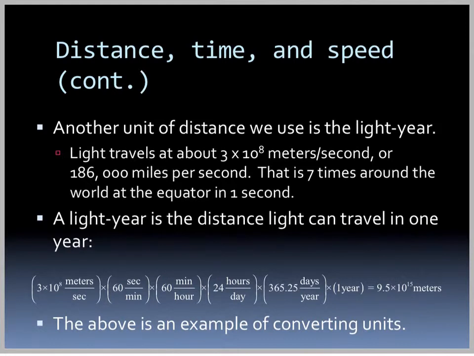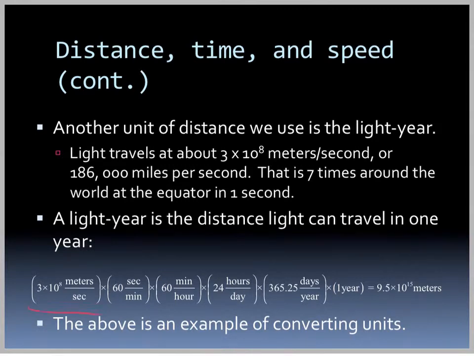Now another unit of distance besides the meter that we might use is something called the light year. Light travels about 3 times 10 to the 8th meters every second, or 186,000 miles every second. That's about 7 times around the world at the equator in 1 second. So a light year is a distance that light can travel in 1 year. We can figure out how that is.